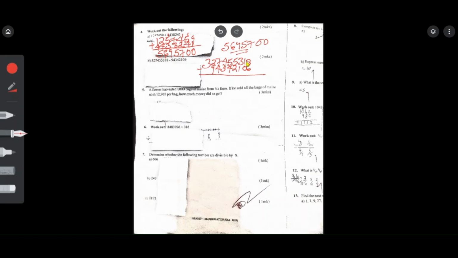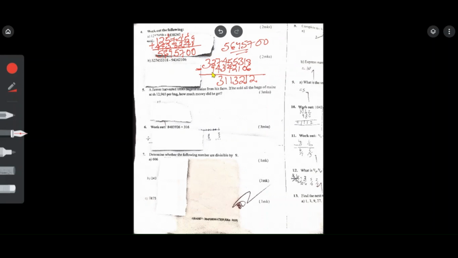Then I start subtracting here. Now to subtract, of course, we know what is that. 8 minus 6, that one is 2. 1 minus 0, that one is 1. And then 3 minus 1, that one gives me 2. 5 minus 2, that one gives me 3. 5 minus 4, that is 1. 4 minus 3, that is 1. Then 7 minus 4, that is 3.